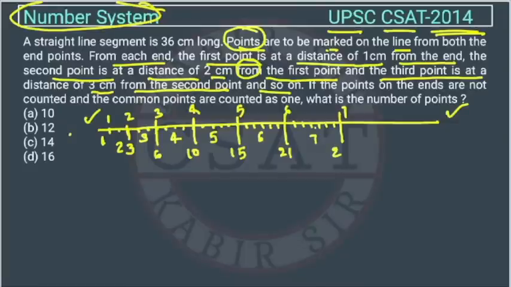And this will be 28. Now eighth point, 1, 2, 3, 4, 5, 6, 7, 8. This is eighth point, right? The distance will be 8. So this will be 28 plus 8 is 36. So we have reached the end point. So this is the end point.